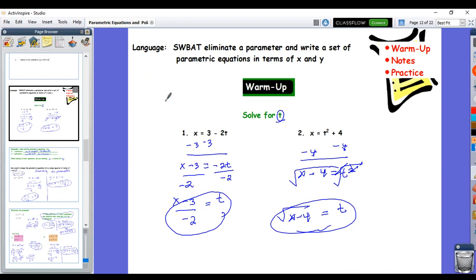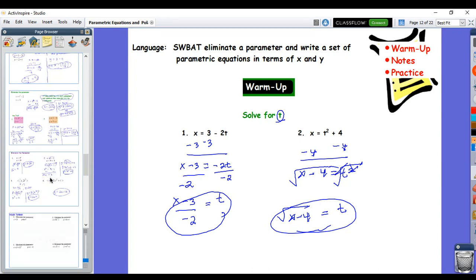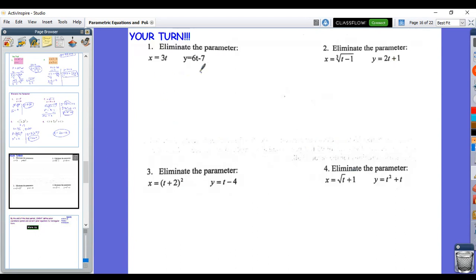Okay, so this video is the continuation of our topic about eliminating a parameter given a set of parametric equations. Keep in mind that we are eliminating a parameter as one strategy to graph a parametric equation. So let's get started. Our first example is x equals 3t and y equals 6t minus 7.